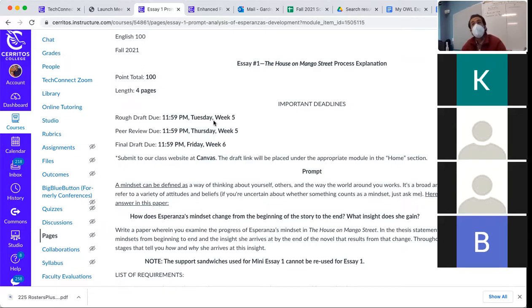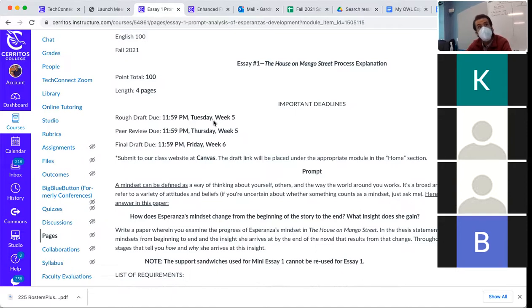So the rough draft will be due Tuesday. The peer review of the rough draft is going to take the place of the discussion board. And that will be due on Thursday of next week, okay? So just a heads up of what's on the agenda for next week. No discussion board, we'll have a peer review instead.